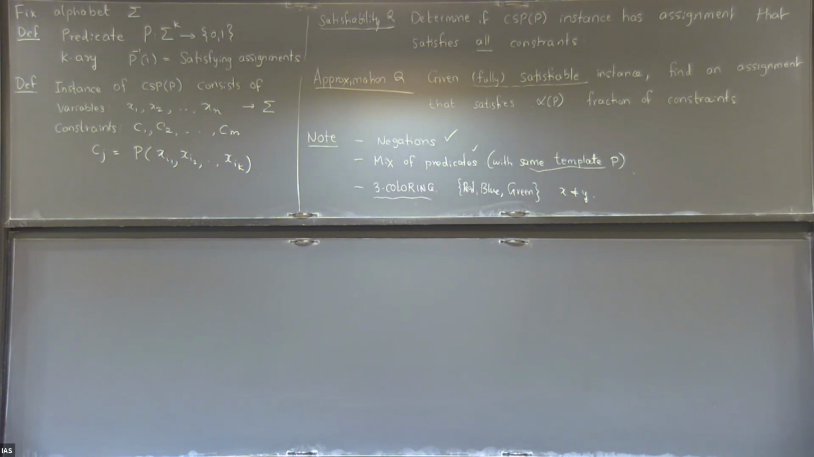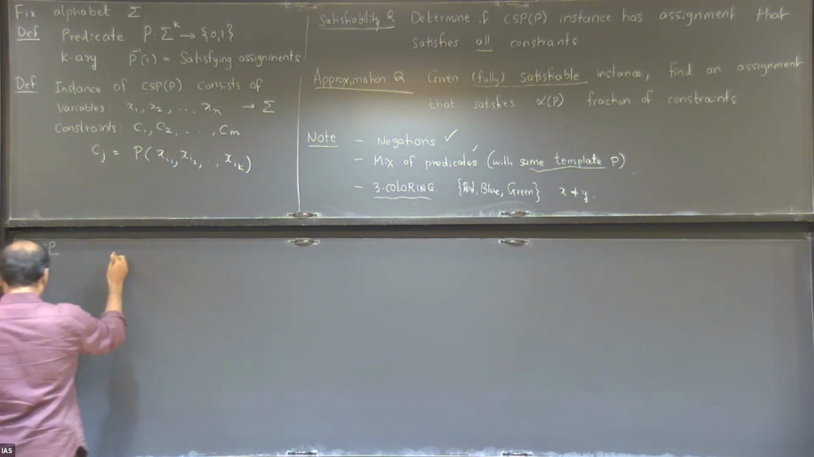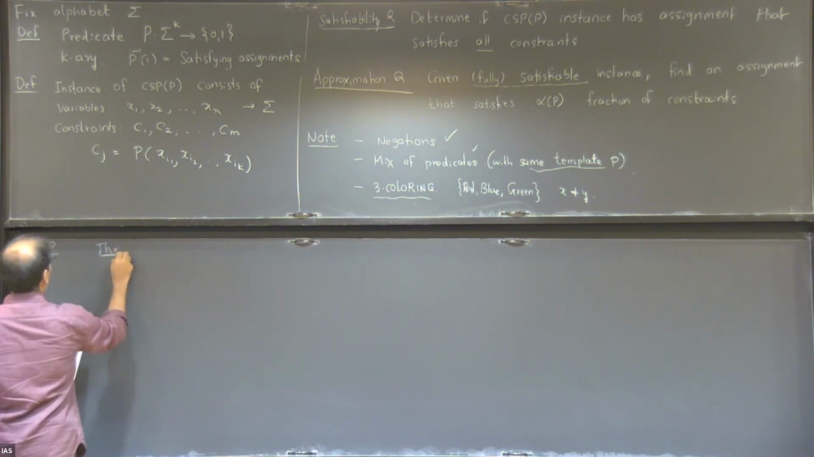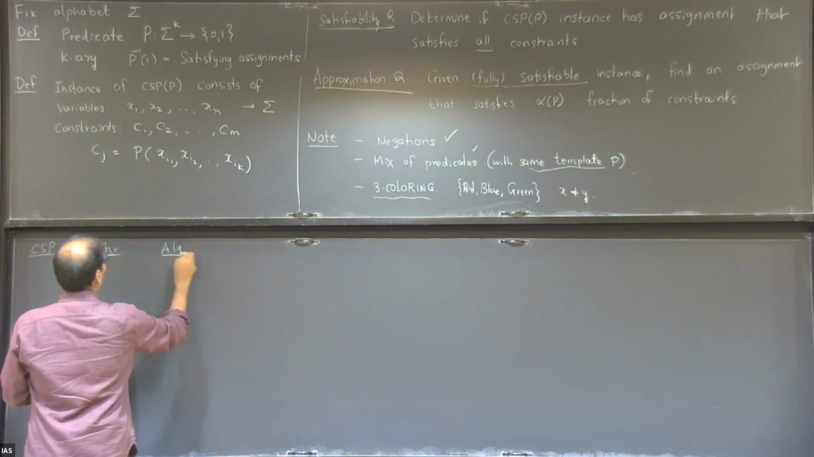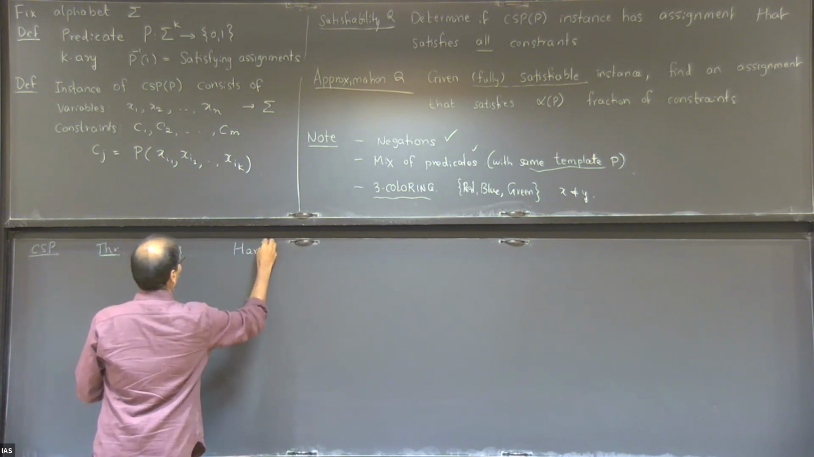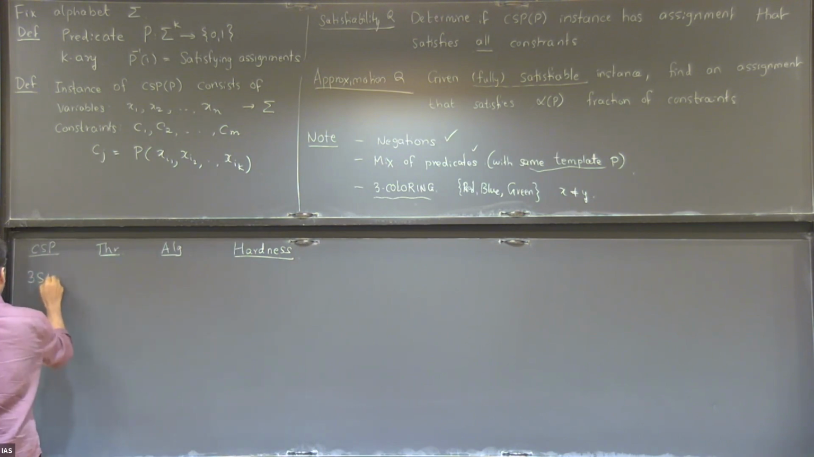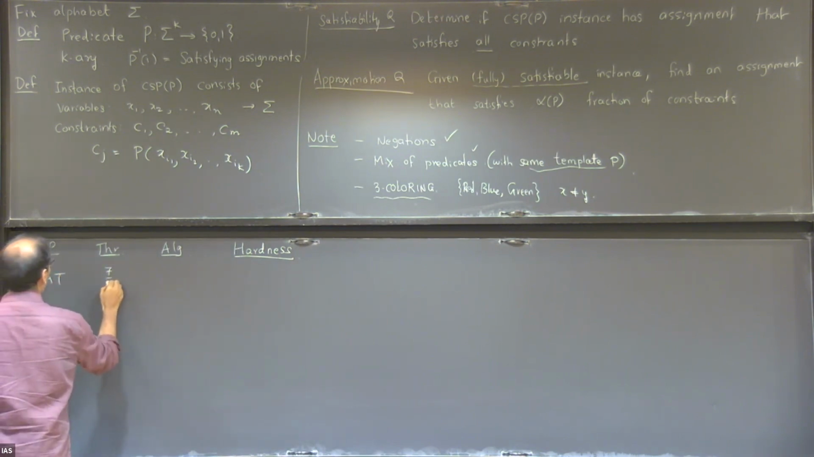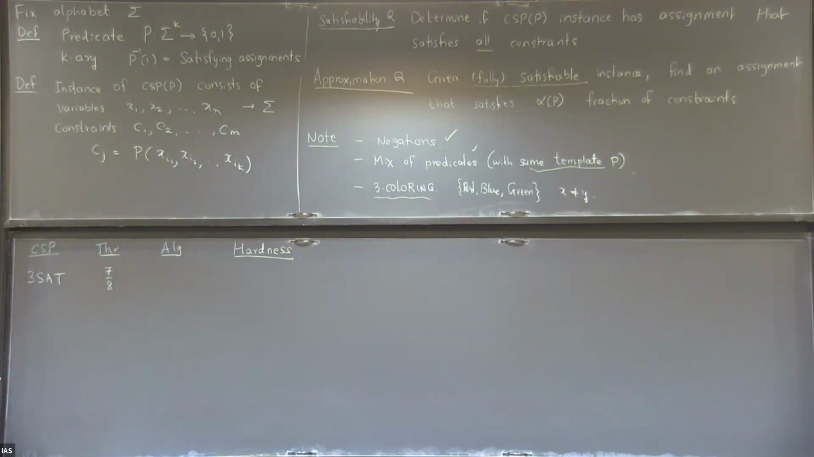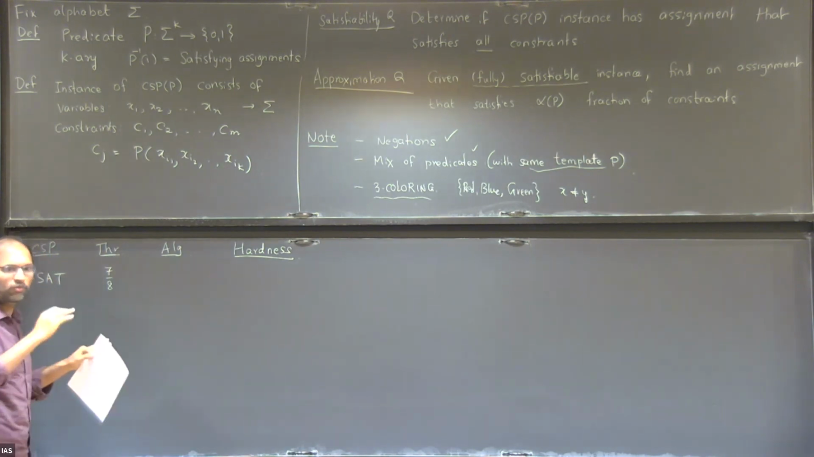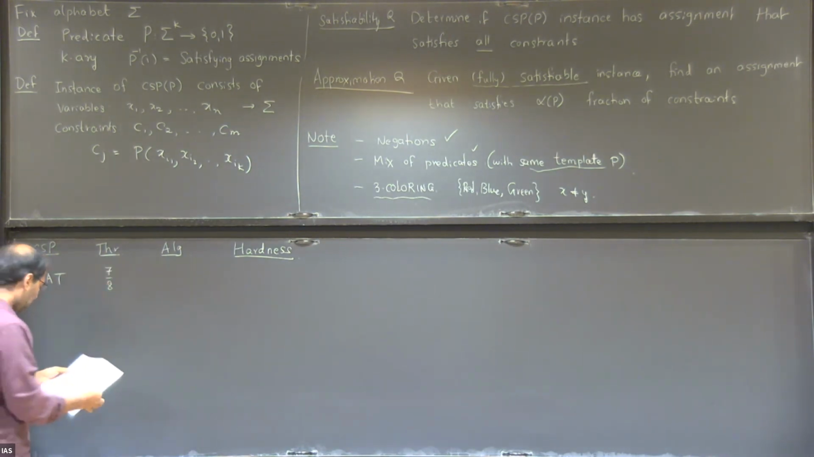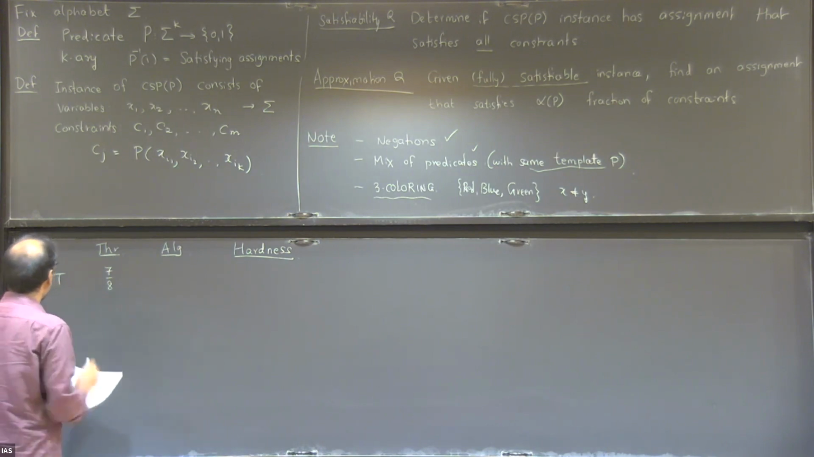Okay, so now let me quickly talk about some CSPs and their thresholds. So this is the threshold, this is the algorithm, and this is the hardness. So for 3SAT, we know that the threshold is 7/8. We know, meaning most of the results I will quote, they are considered huge breakthroughs in computer science. Okay, so when I say we know, it is modulo these breakthroughs. So we know that 7/8.